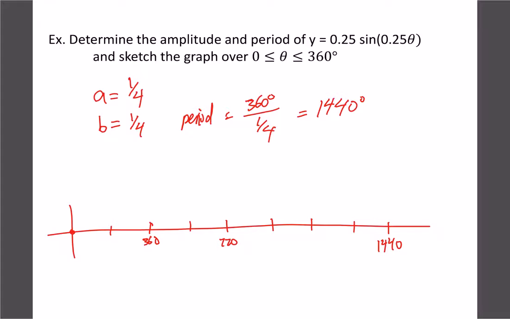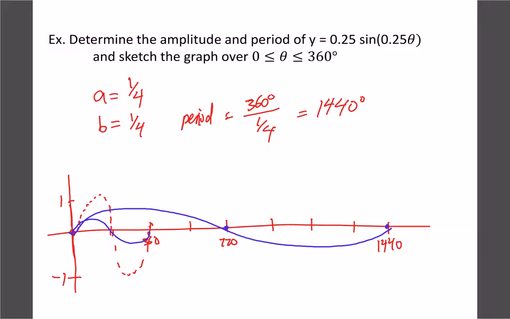Okay, so our regular graph would have a height of 1, and it would do 1 complete cycle in 360, so let's sketch that in again. Our regular goes from 0 to 360, from 1 to negative 1. So that means our amplitude of a quarter, we're going to be going only a quarter as high, so it's going to be pretty low. But now we're also going 4 times wider. A B of 1 quarter means we went 4 times wider. So we're going to go halfway to 720, and then complete our cycle at 1440. So our graph would be pretty wide and low, something like that.